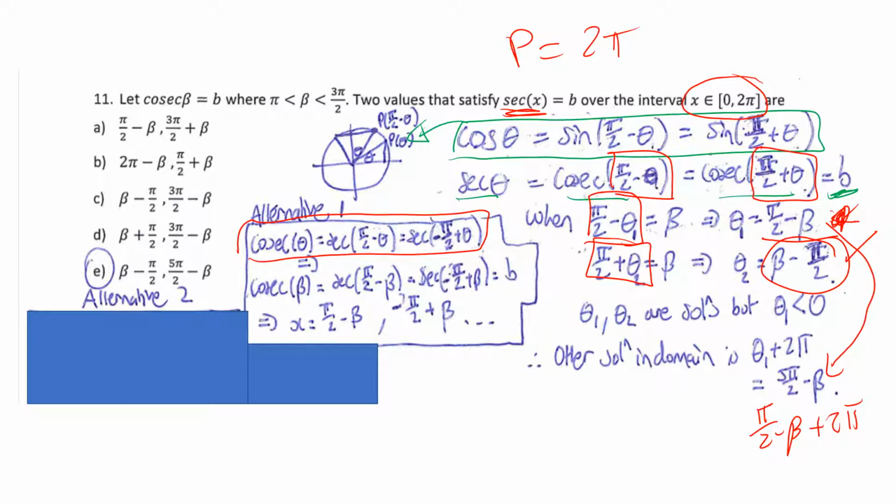Now I'm just going to say theta equals beta, and we're going to make all those statements and then equate them to b. And then from there I can get my two solutions, pi on 2 minus beta and minus pi on 2 plus beta. And then we get back into the same scenario. Pi on 2 minus beta is outside the domain. Adding 2 pi to it gets us inside the domain, option E.